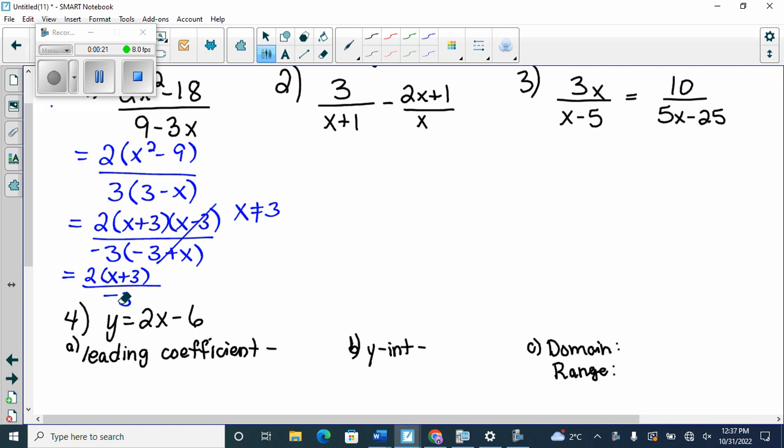Either the top has to be negative 2 or the bottom has to be negative 3. They both can't be negative, but one of them has to be, and it would cancel the other one off, right? And then we say behind it, x can't equal 3.